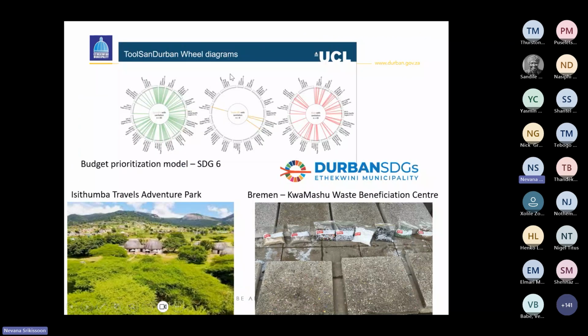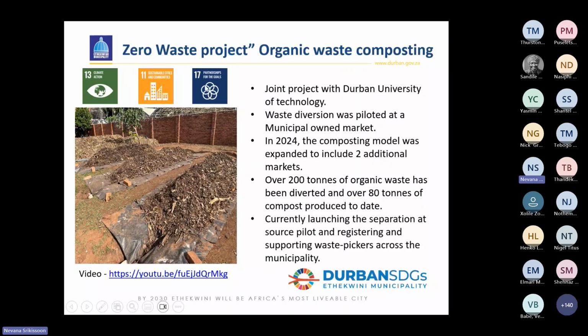We then have some work with the University College London, where we developed a budget prioritization model for SDG 6. This is the project I spoke about where the concrete pavers are developed, and that's all using waste that's collected from in and around the KwaMashu area. And companies can buy off these concrete pavers to then pave the schools.